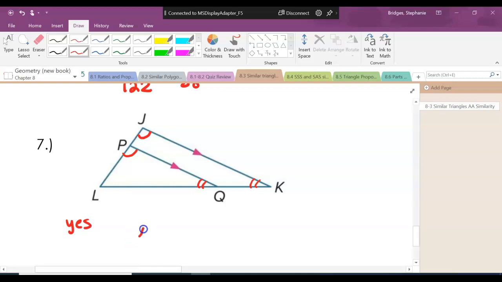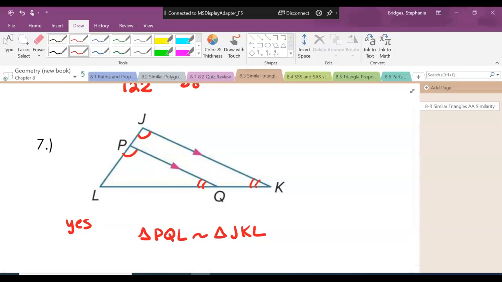How do you want to call the little triangle, the one inside? PQL? Okay. And so that would be similar to which angle's the same as P? J. And then what's the same as Q? Okay. And the angle that's the same in both is L. Anybody have any questions on that one?